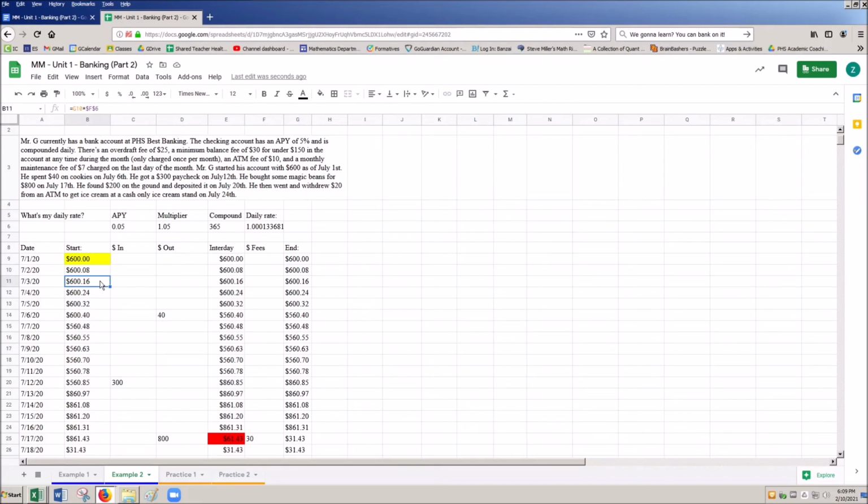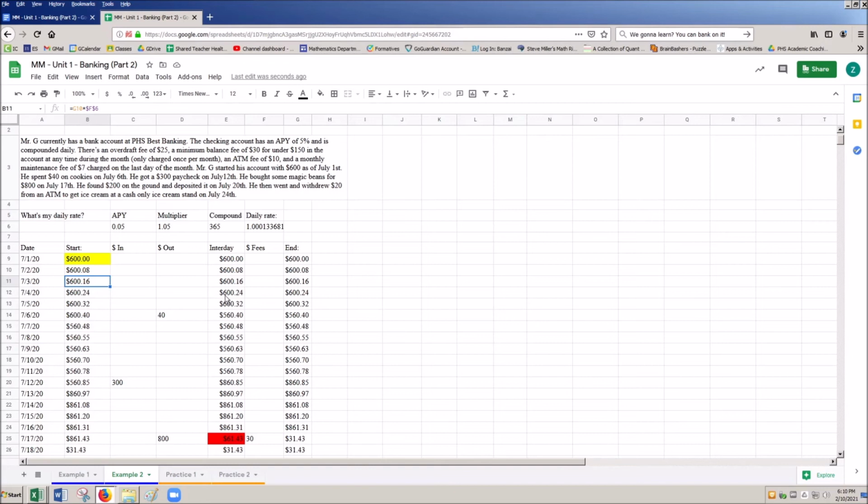Generally speaking though, this is a pretty simple way of doing it where we just add the interest at the end of the day and it's in the beginning value of the next day. If you wanted to add it to the end of the day here and then include this from this directly, you could set it up that way as well.